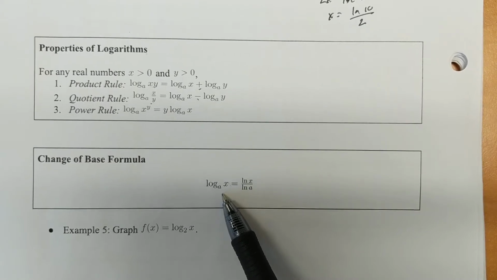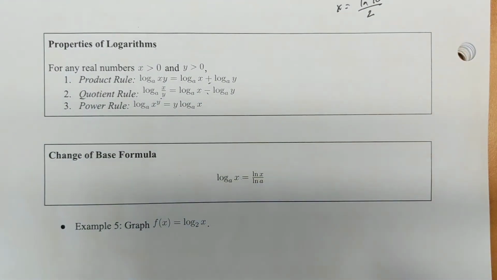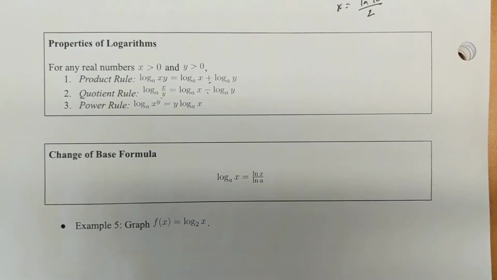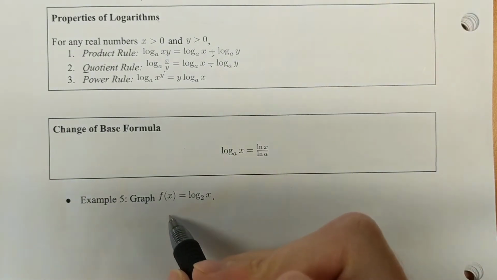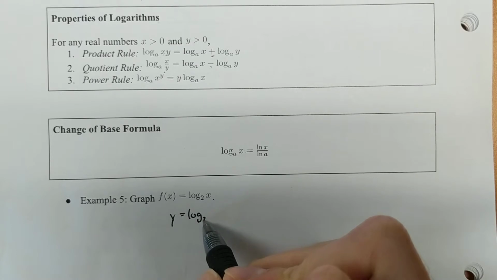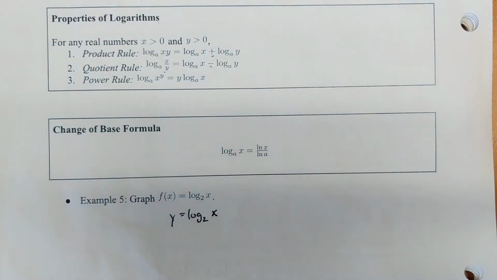Down here you have the change of base. This is useful if you need your calculator to do a logarithm that's either not the natural log or the common log, because those are the only two the calculator can do. So down here it just says graph the function log base 2 of x. This is honestly just a calculator problem. So f of x is the same thing as y.